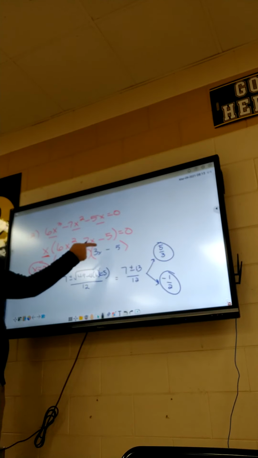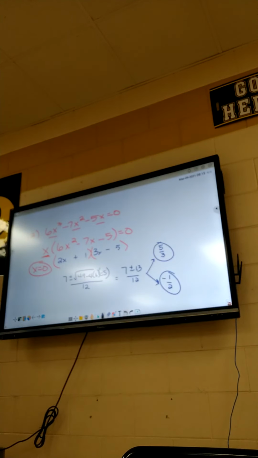So that would have been negative 1/2. That would have been positive 5 over 3. So it works either way, because sometimes that factoring gets kind of tough when you got a number in the front. So, all right, let's keep going.